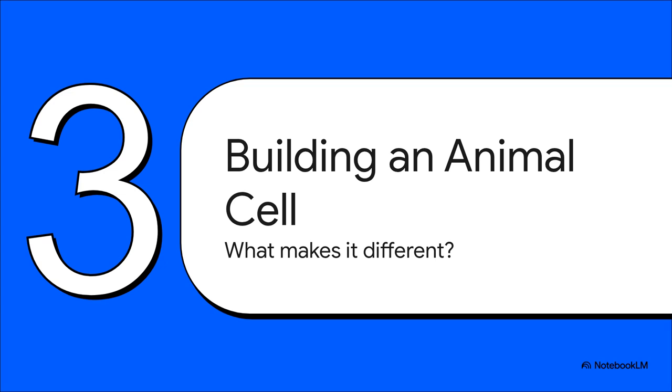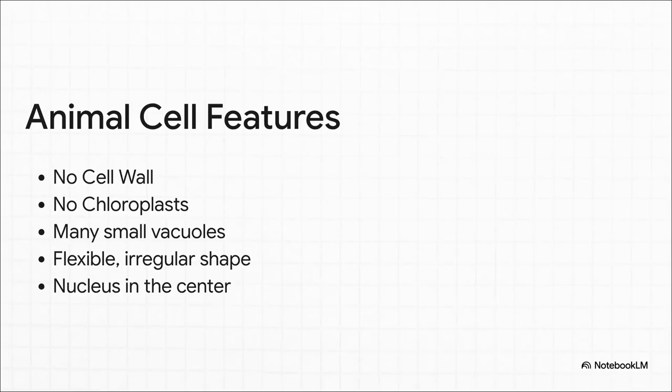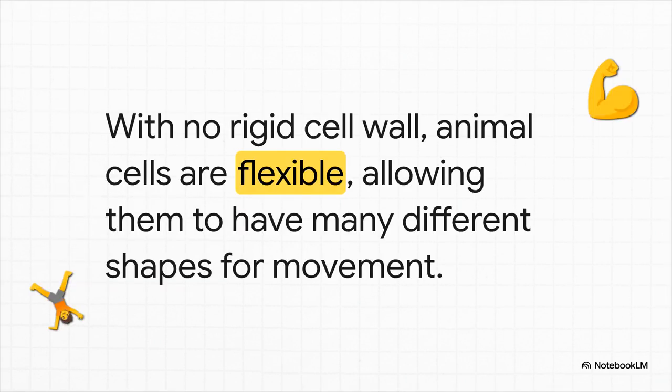Let's find out. All right, so for an animal cell, it's kind of funny. It's almost more about what it's missing. First off, there's no cell wall, and there are no chloroplasts. And instead of that one giant vacuole, it just has a bunch of little ones. These changes make all the difference, giving it a flexible, kind of blobby shape and letting the nucleus hang out right in the middle. And that flexibility, that is the absolute key feature of an animal cell.